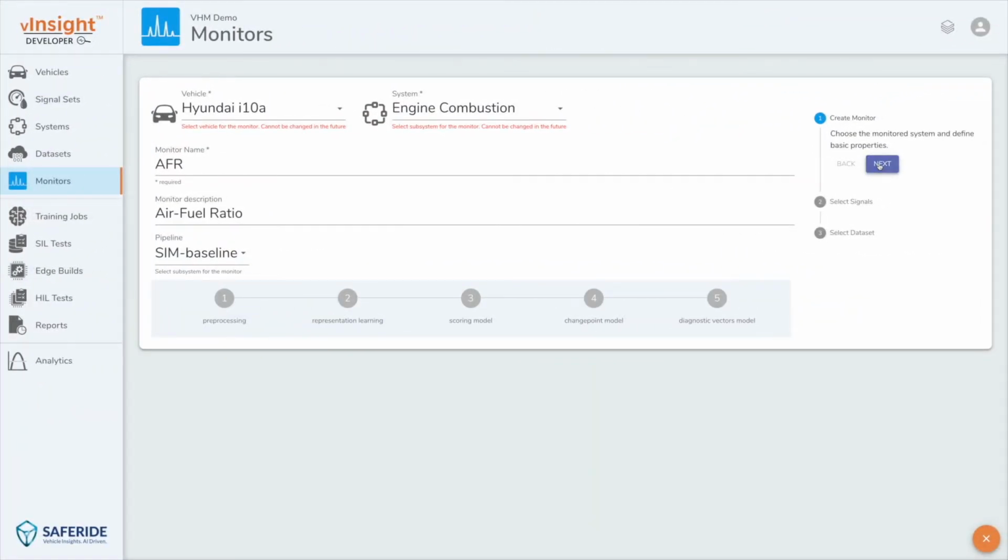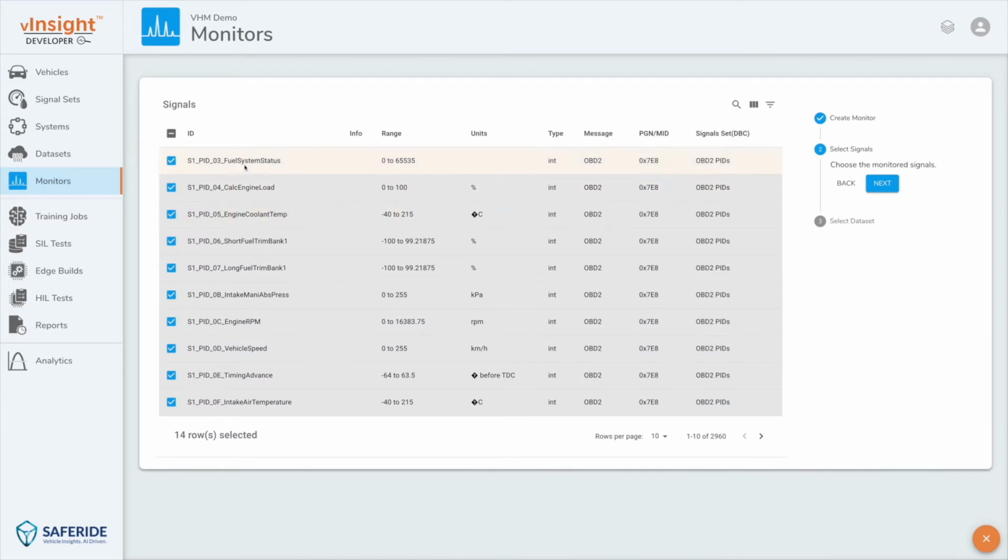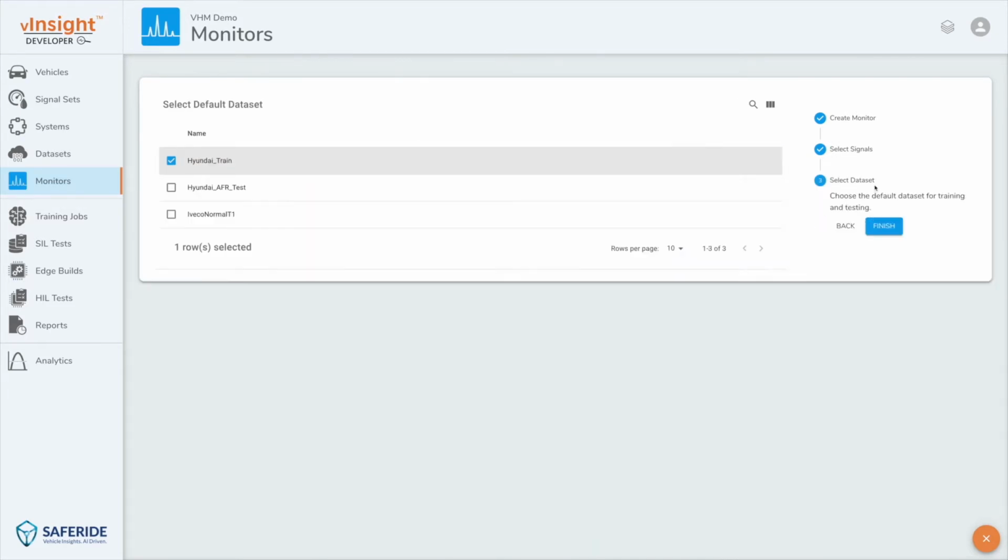To develop and test the AFR monitor, 15 signals were identified and collected from our test vehicle via OBD2 PID codes. Using unsupervised deep learning technology, the AFR monitor was trained using normal vehicle data that was collected prior to introducing any anomalies.